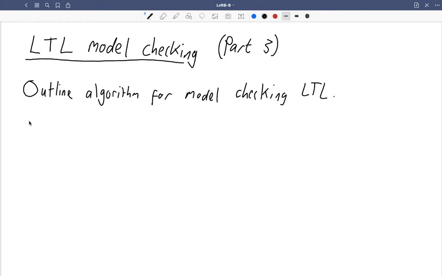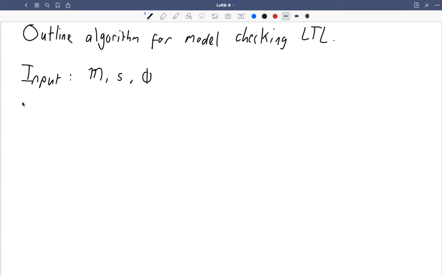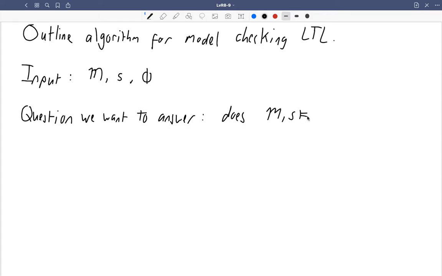So remember, the input is a transition system M, a finite transition system, a starting state S, and a formula phi, and the question we want to answer is: does it hold that the linear time temporal logic formula phi holds along every run through the transition system M from starting state S?